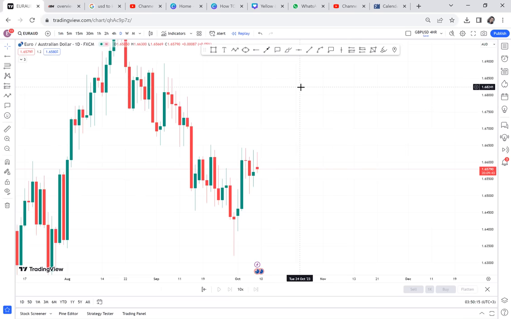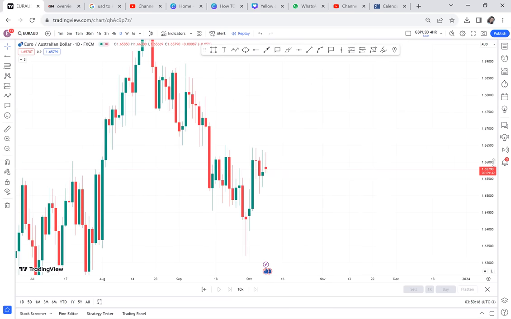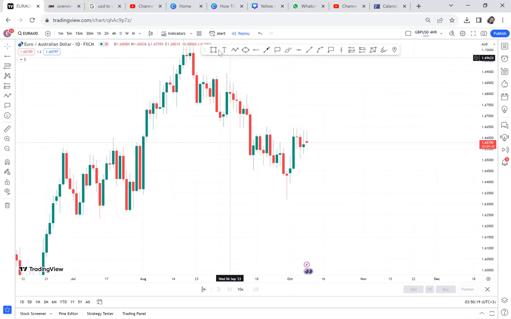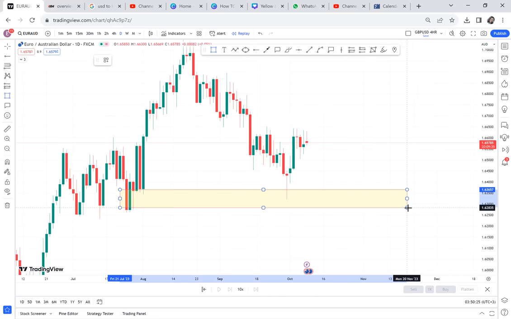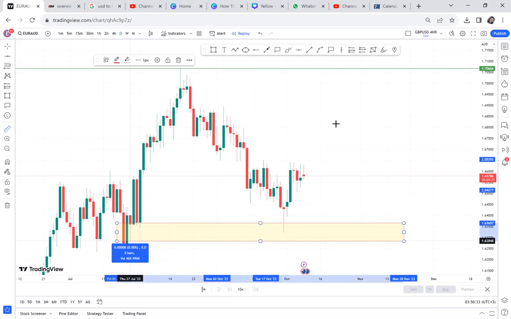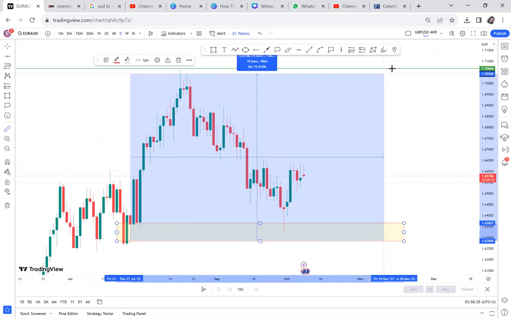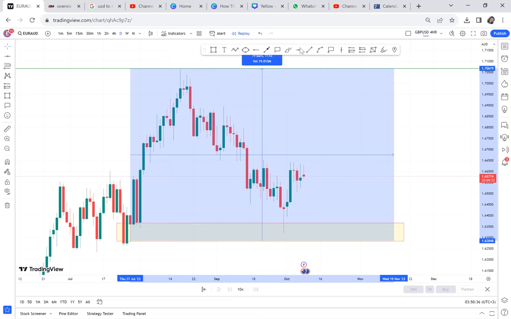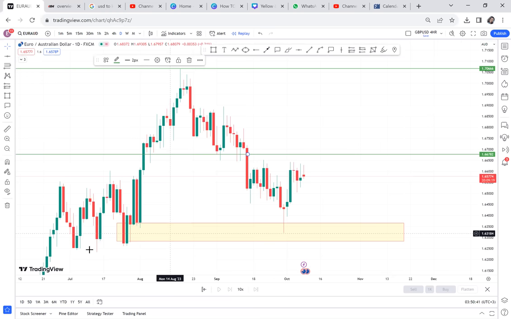So the last is Euro AUD. Euro AUD is very interesting. Why? After forming this double bottom, and can you notice many pairs have double bottoms? I don't know why. This time round, double bottoms are a lot. After forming that double bottom, the market has not yet reached half. So after forming this double bottom, the market has not reached half.